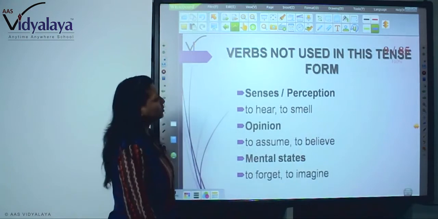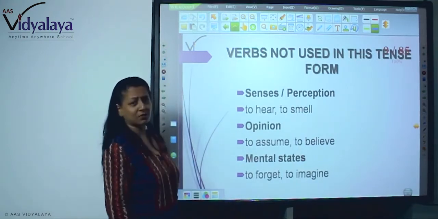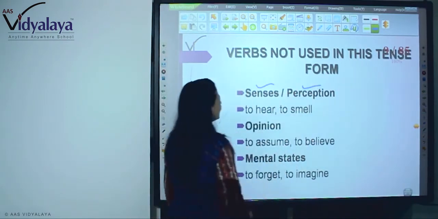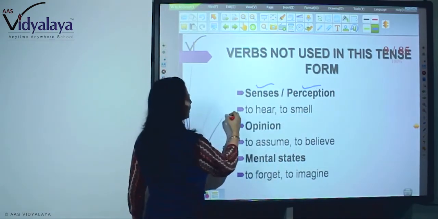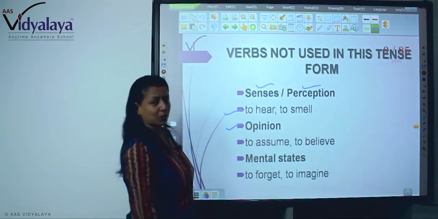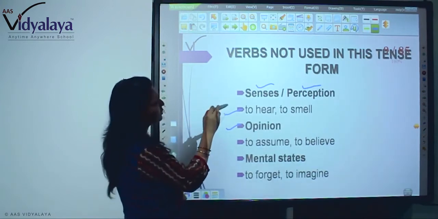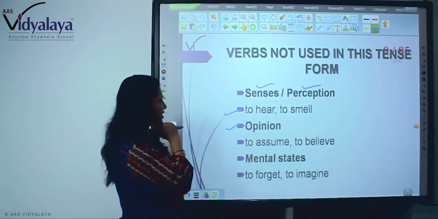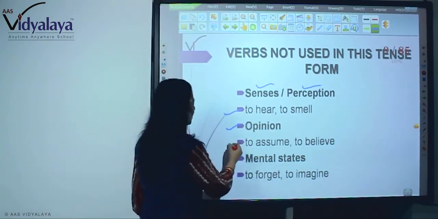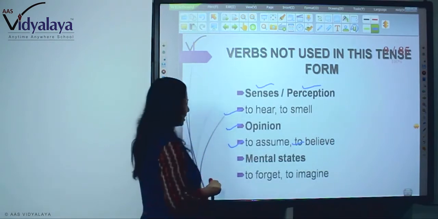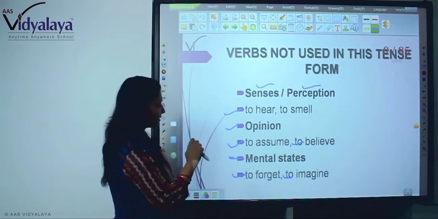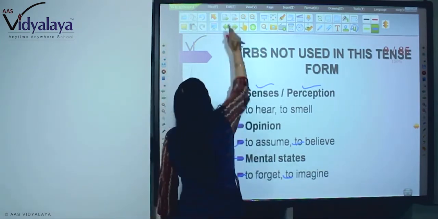Now, verbs not used in this tense form. What are the verbs that are not used in this tense? Now, when we are talking about senses and perception, it will always be the infinitive, to hear, to smell. When we present our opinion, to assume, to believe. Now mental states, to forget, to imagine. Always you will have to write the infinitives.